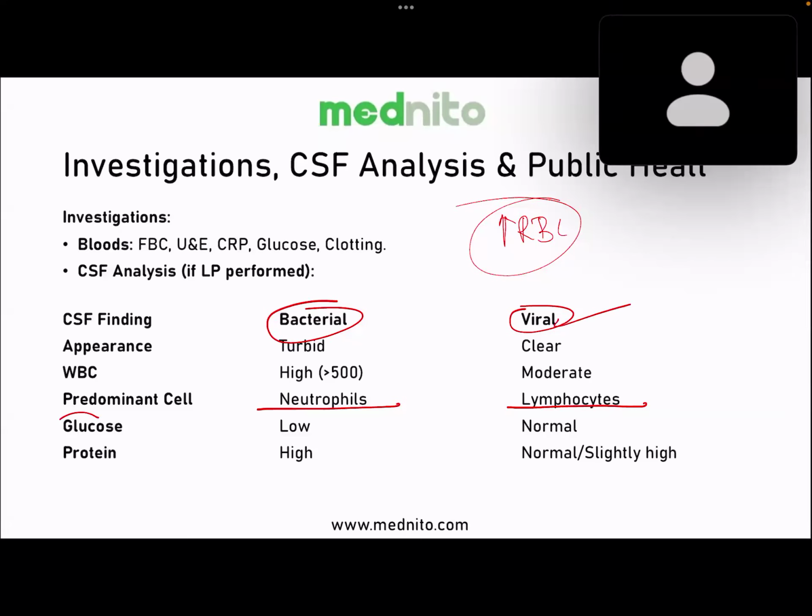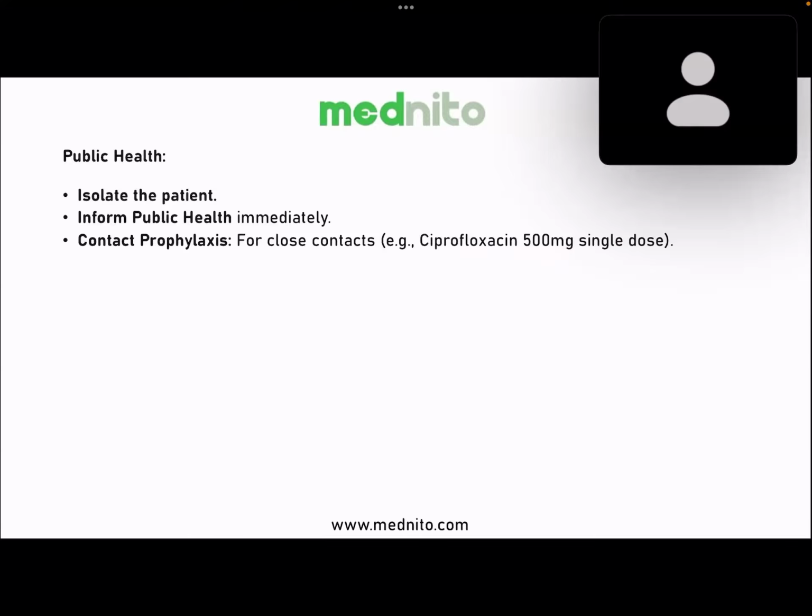Viruses are not able to consume glucose, so protein is usually normal. They cannot produce protein. All right. This is one thing you will have to remember, please.